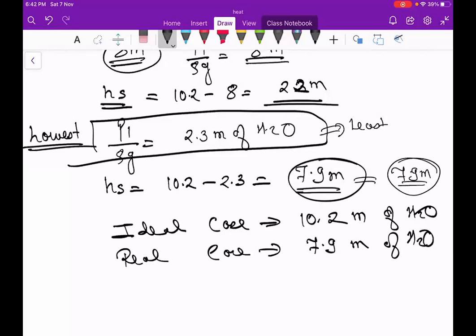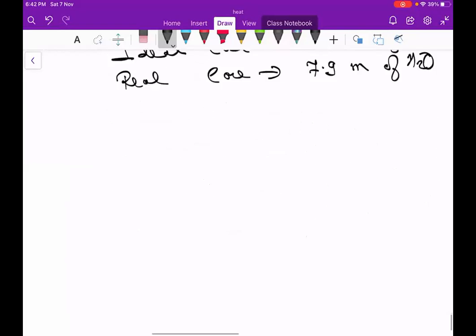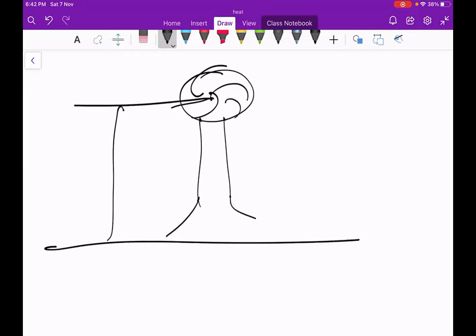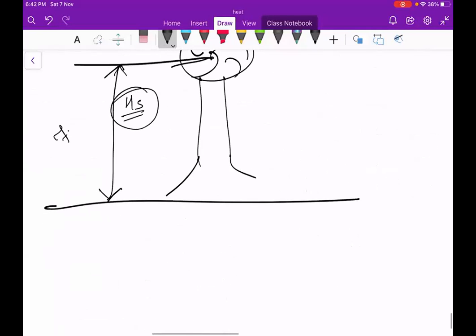So what is this? This is the suction height. What is suction height? Suppose this is your pump and this is your water body. So this is the suction height. It cannot be more than what we have calculated, 7.9 meter. Depending on losses, it can be 7.2, 7.5, some points it can vary. I'm just telling you, in the ideal case it will be 10.2.